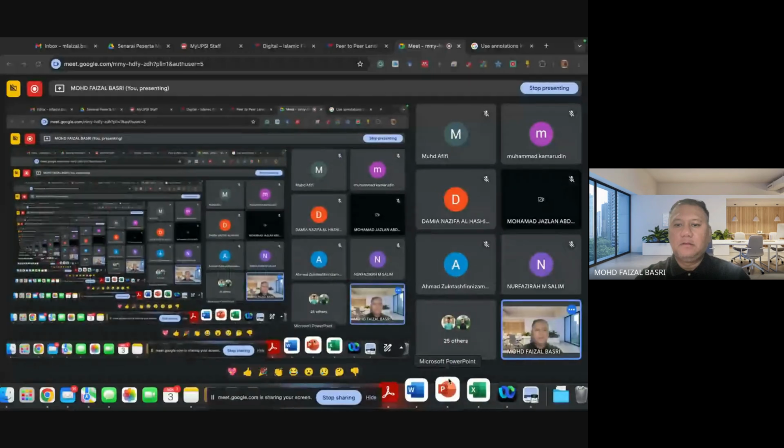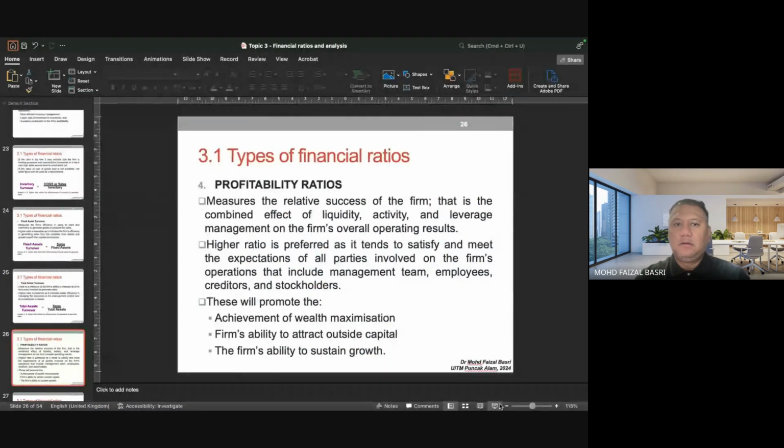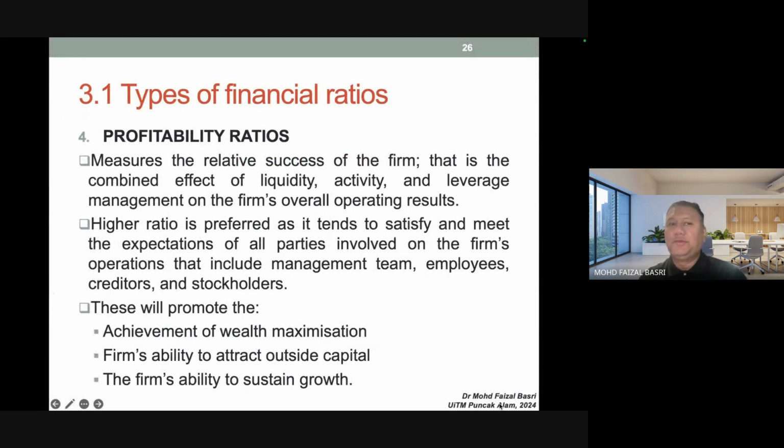Okay, let's proceed with the next category. Okay, which is profitability ratio.